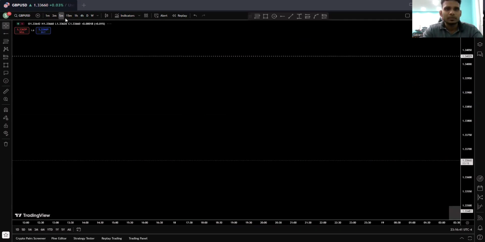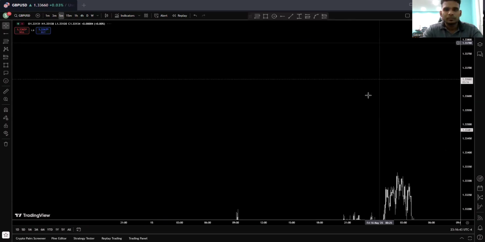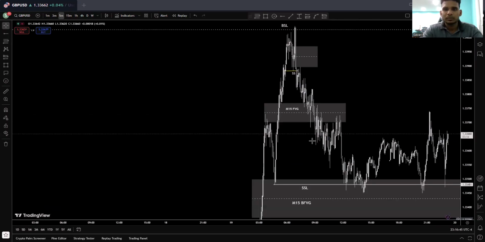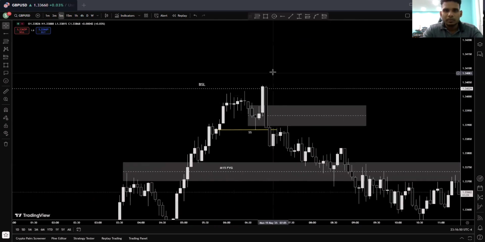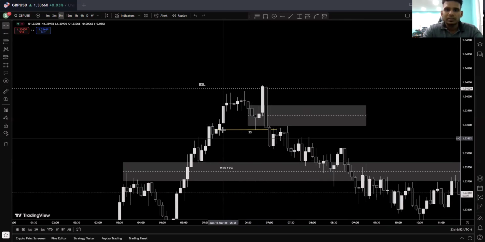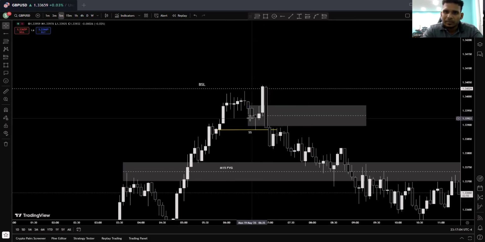In 5 minutes, this is the last manipulation leg, and a series of up close candles. Here it closes below. This indicates a structure shift. So I marked this as a fair value gap. I set my limit order exactly at this body candle. So I executed my limit order here.